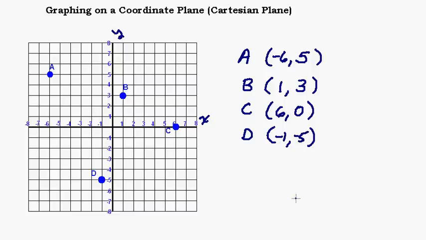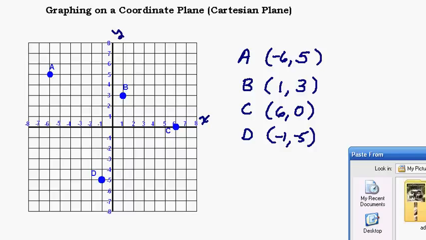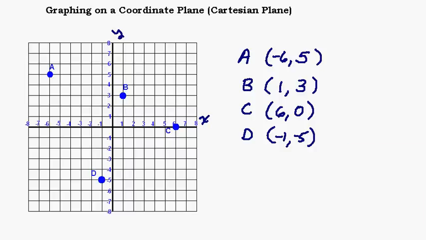Well, I hope this helped you see some examples of plotting points and how to find the locations of their ordered pairs. Graphs are very useful in helping us to understand what's happening in the world in all kinds of situations. And I'd actually like to show you a couple examples of that really fast here. Let's see what I can find here.